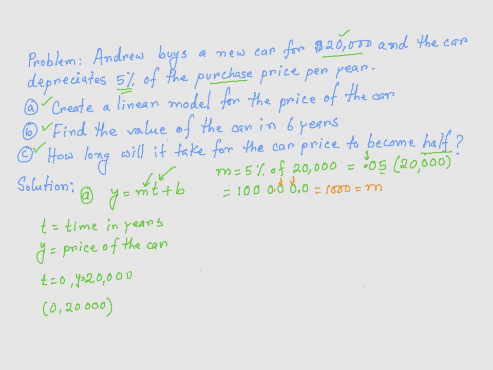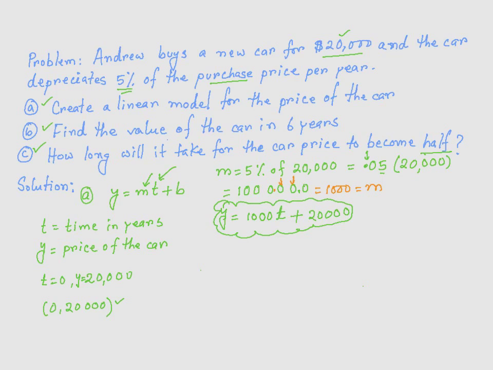Now all I'm going to do is plug in these values. y is equal to mt, m is 1000, times t, the number of years, plus b, the initial point, which is 20,000. Now this is the equation, the linear model. That answers part A.